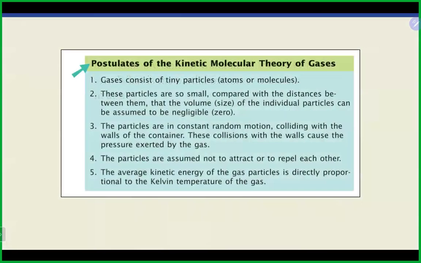Then the last thing we're going to talk about here in terms of gases is the kinetic molecular theory of gases. We sort of covered some of this as we went through the different gas laws, but these are the main parts of what's known as the kinetic molecular theory of gases. Gases, as we've been talking about, consist of tiny particles, atoms or molecules. These particles are small compared to the distances between them, so the volume and size of the individual particles are considered to be negligible. And that is one of the main things that makes something an ideal gas.